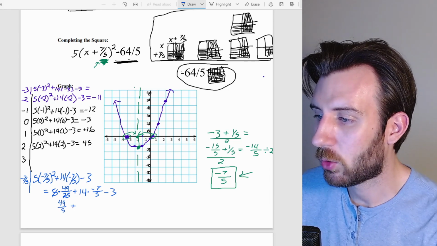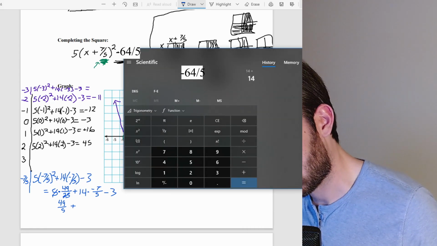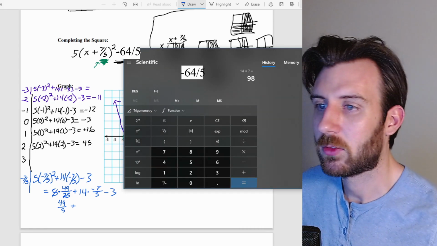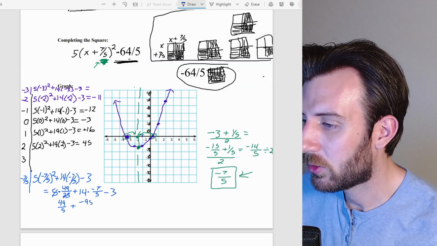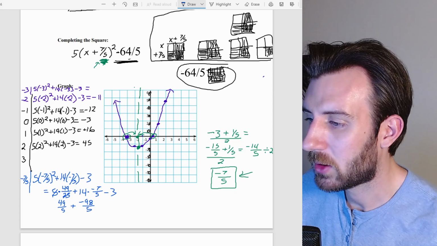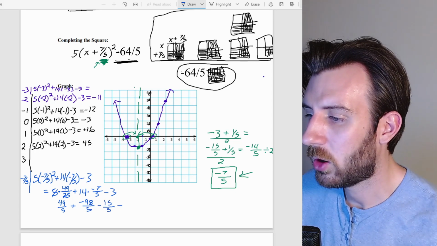On the next one, you've got 14 times -7. What does that get us? That gets us -98. So I can put that right here. I have -98/5. And I probably want to make this 3 into fifths as well. That'd be -15/5. So all in all, what would that get us?